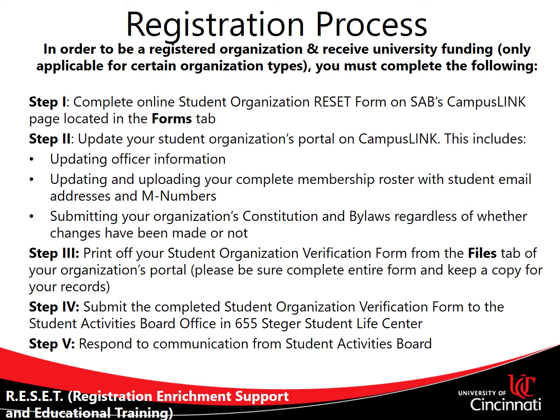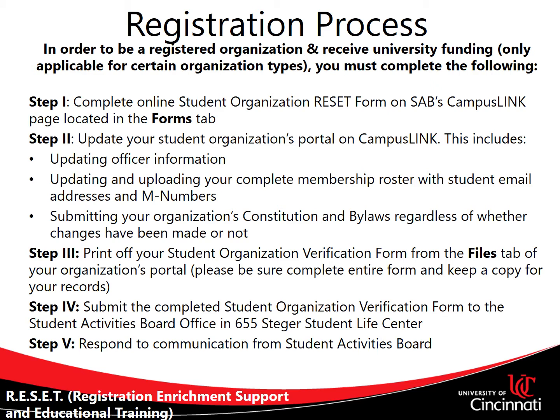Here's a brief overview of the registration process for registered student organizations. As a registered student organization, you are required to reset your organization each year during the spring semester. This consists of 5 steps. The first of which is to complete the online reset presentation form on CampusLink. This is the form you are currently completing and takes the place of the in-person presentations held in previous years.